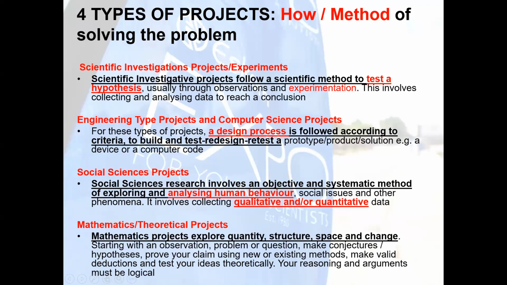We are still testing a hypothesis, but we're not conducting experiments as such. We are going to be collecting our results and our data from people, right? And then the last type is the mathematics or theoretical type of project, which involves conjectures, also hypothesis testing, deductions, testing ideas theoretically. So if you can't actually scientifically test your project, then you could do a theoretical project.